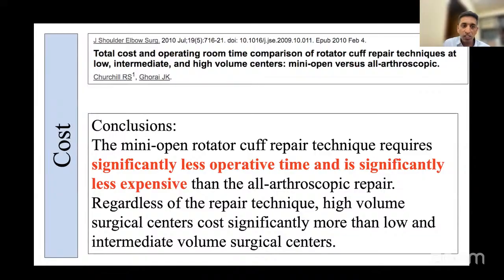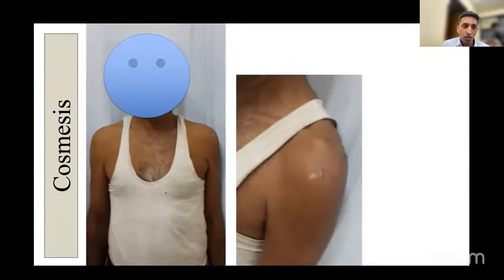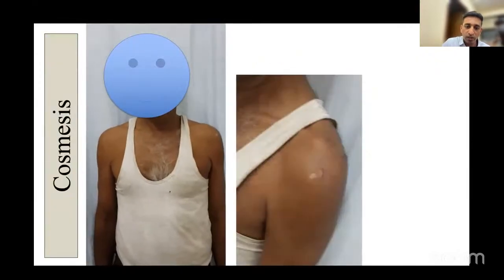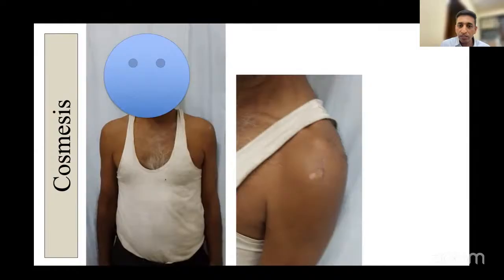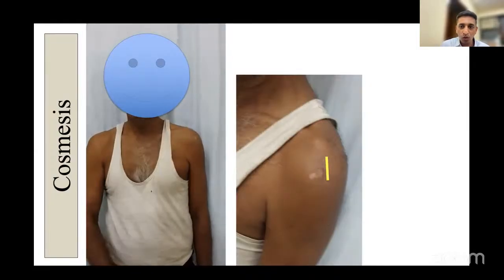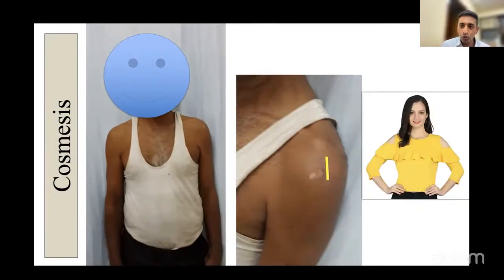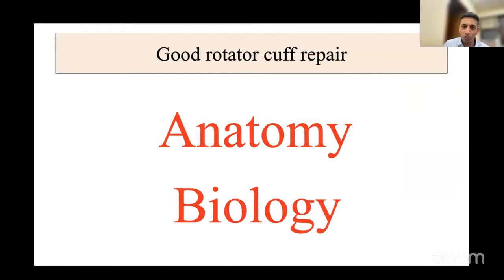Again, there is significantly less cost with a mini open approach, in terms of time, and it is less expensive. Arthroscopic repair has the same result but more cost. As far as cosmesis is concerned, look at this. The scar is hardly visible, and most of the patients are old and not the kind of patient who exposes their shoulder. So again, cosmesis is not an issue.